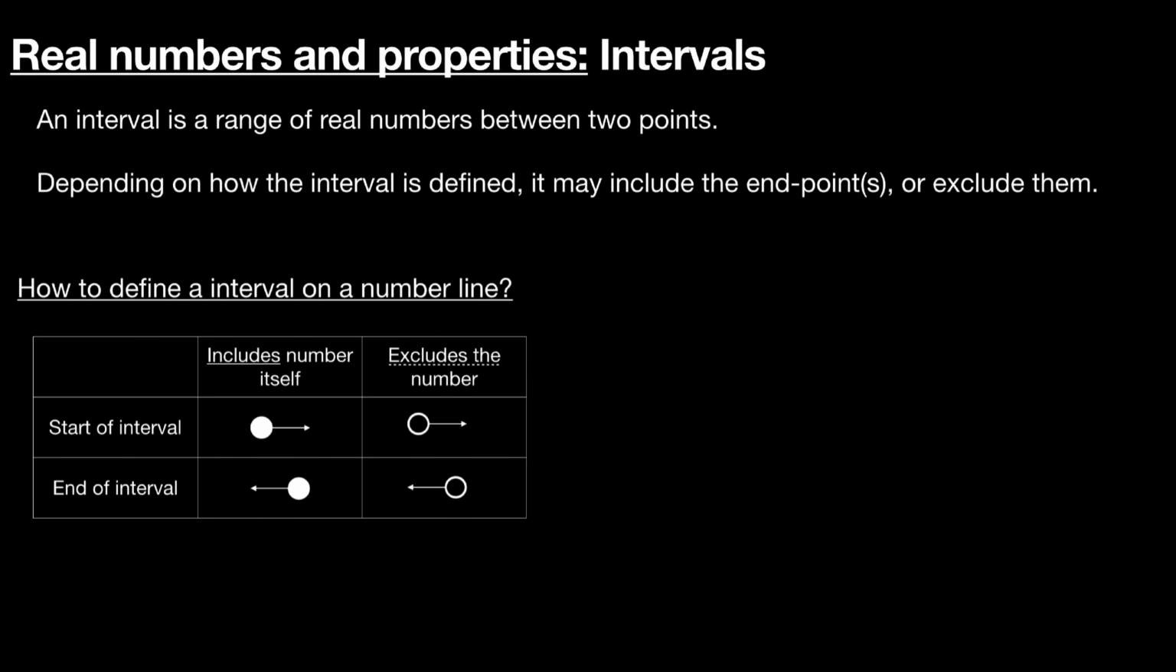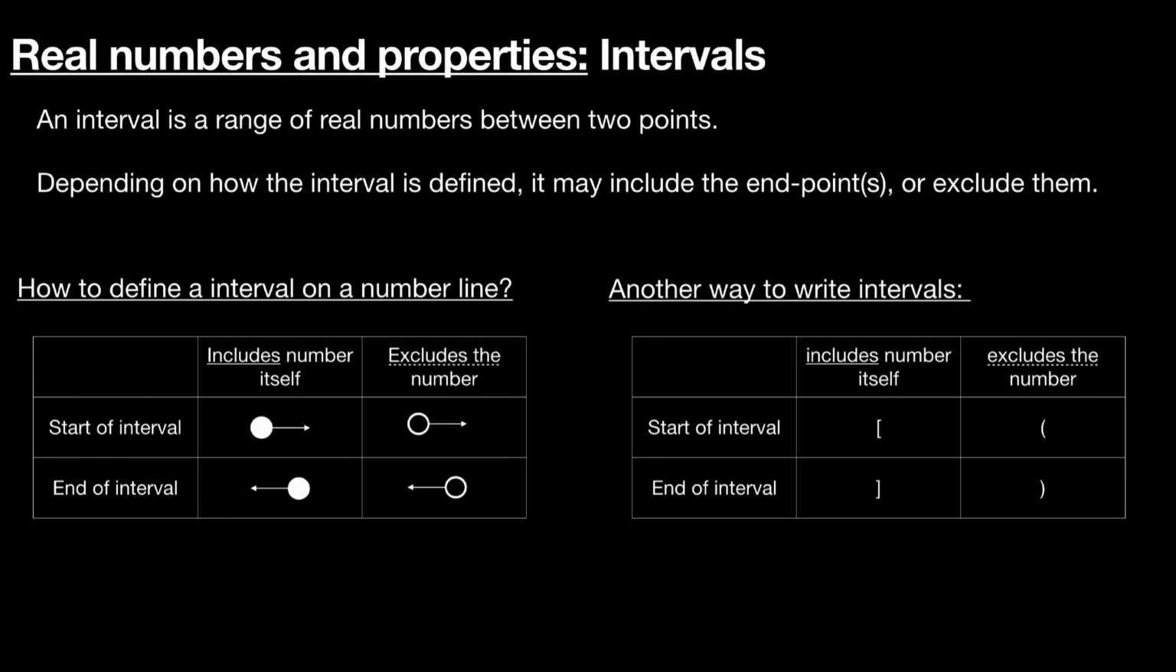Now that we've looked at how to draw intervals on a number line, we'll next look at how to write interval notation, which is a shorthand method to quickly write down these intervals when drawing isn't an option. So here's the shorthand method. Over here, we're saying that if we're looking at the start of an interval where the number itself is included, we have a square bracket. Otherwise, if it's excluded, we have a curved bracket.